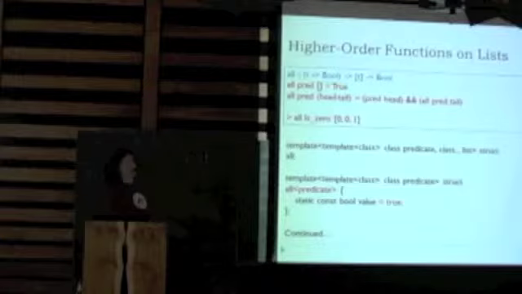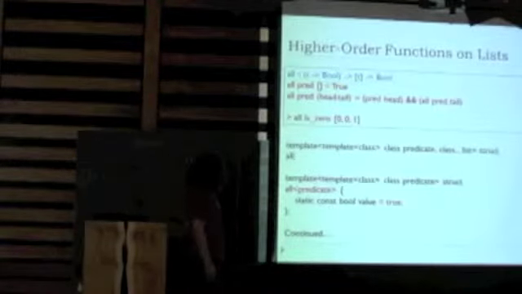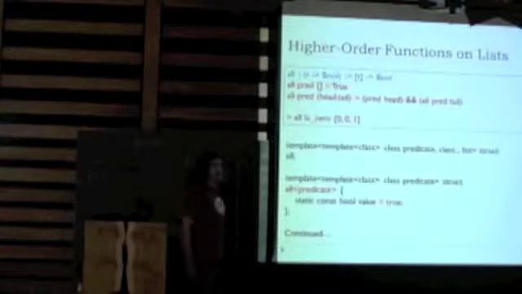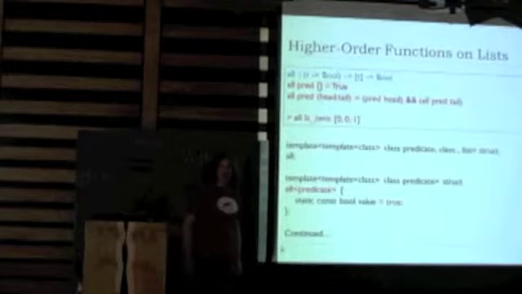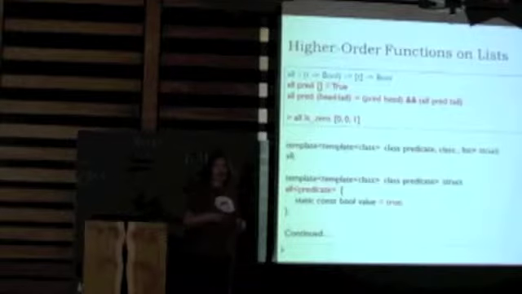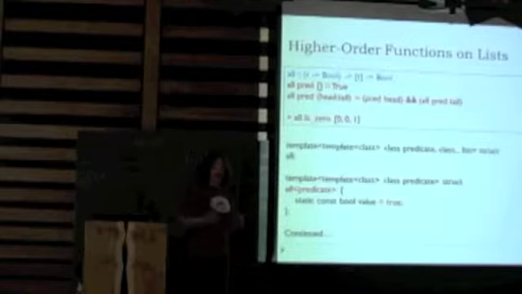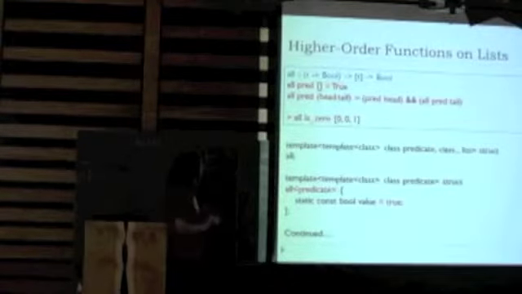Higher order functions on lists. Here's a function called all. It takes a predicate and a list, and it applies this predicate to every element of the list, and finds if all elements of the list satisfy this predicate. If any of them doesn't, then it returns false, right?